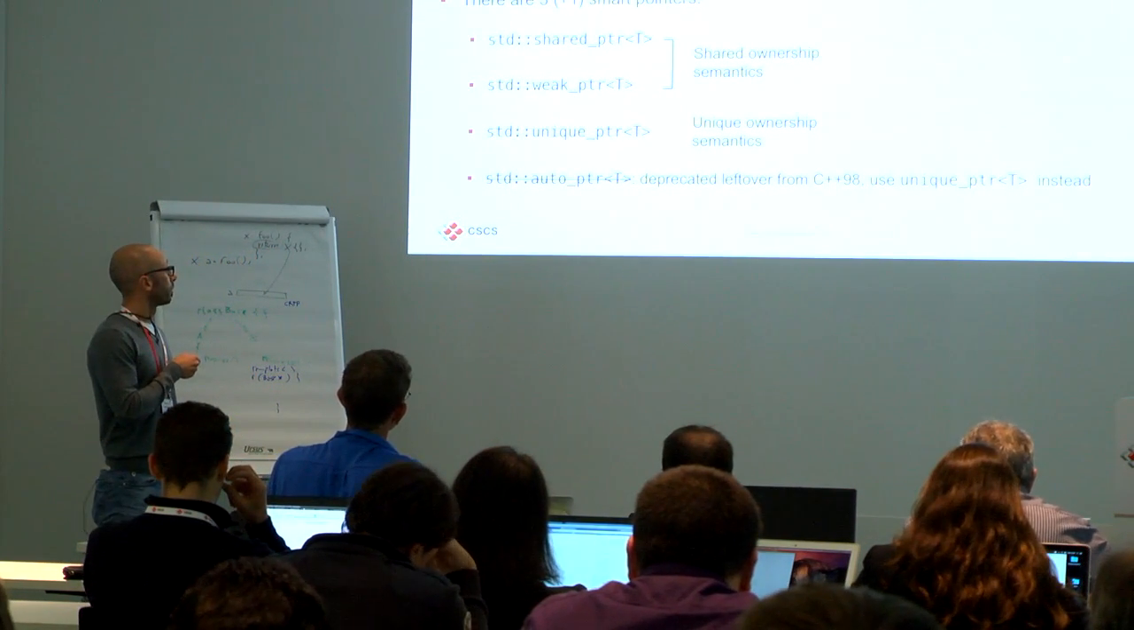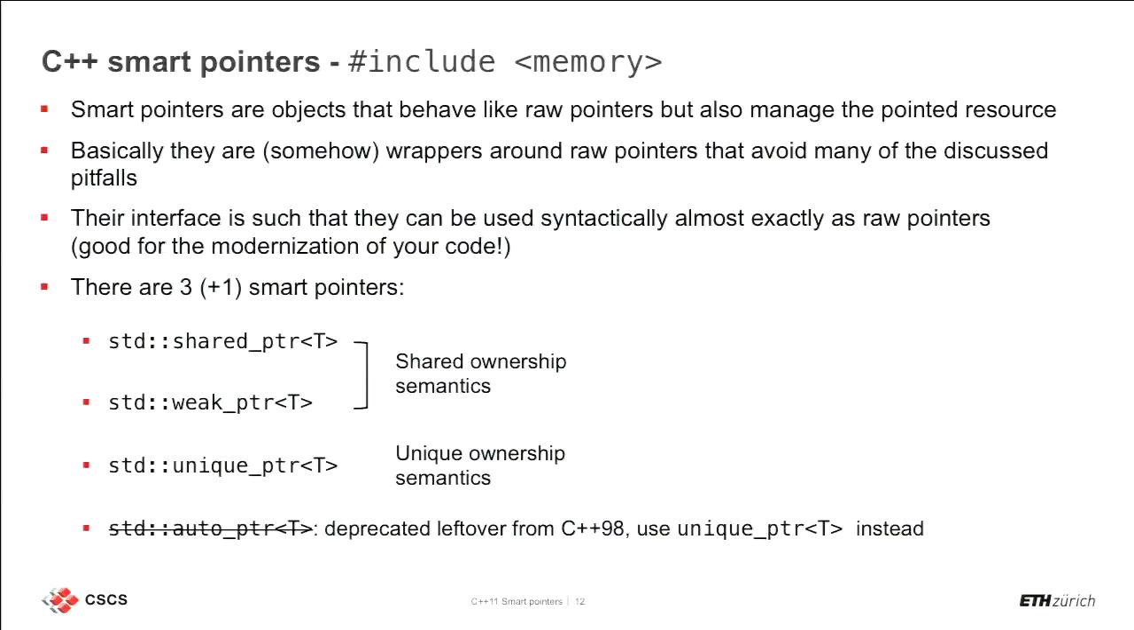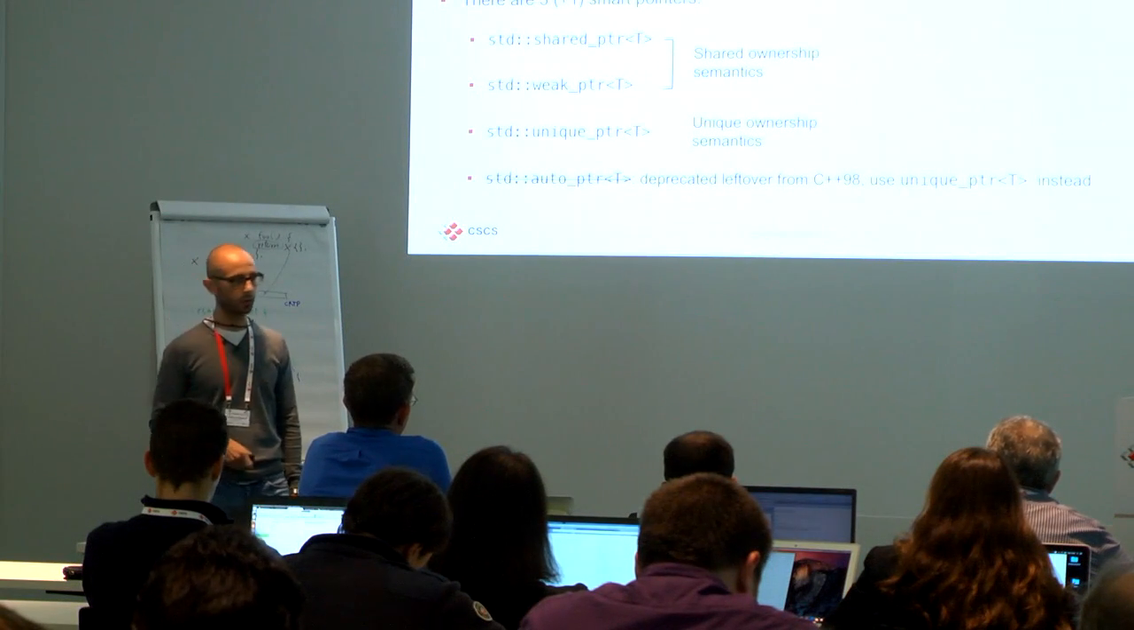There are three different types of smart pointers. We have two pointer types, which are the shared pointer and the weak pointer, that implement the shared ownership semantics, which means, and we will see more details on what we mean by that, that you can have more than one instance of shared pointer or weak pointer pointing to the same memory resource, to the same memory location. And then we have another kind of smart pointer, which is the unique pointer, that instead implements the unique ownership semantics, which means that you can have only one instance of unique pointer pointing to a given memory allocation.